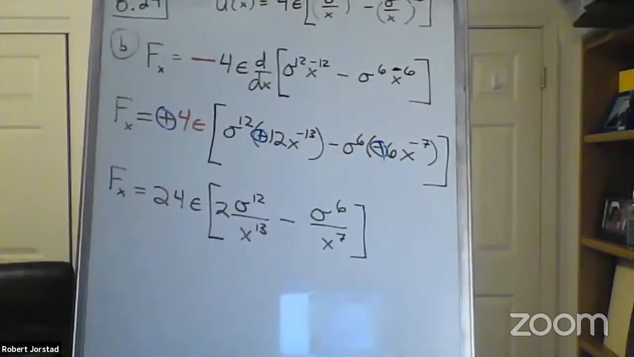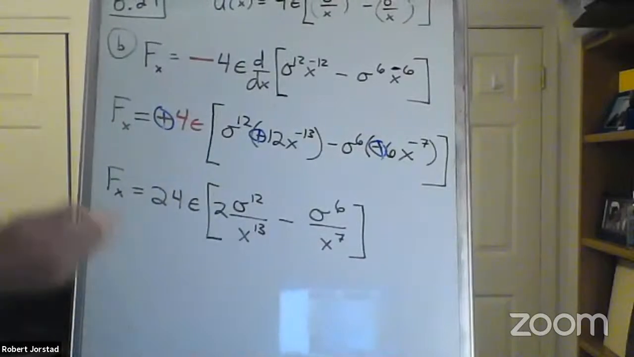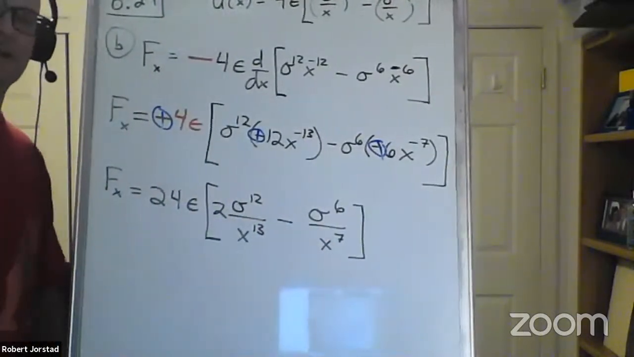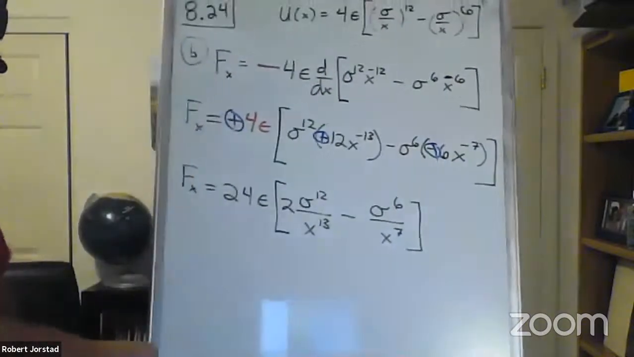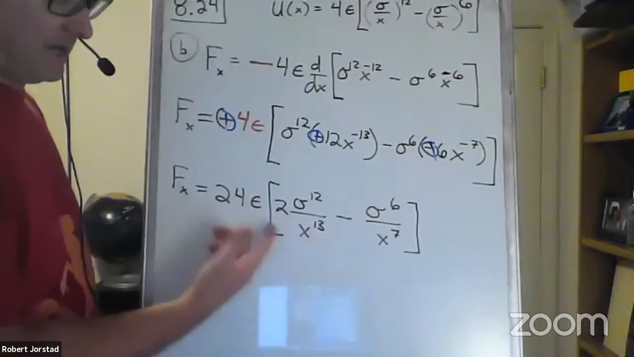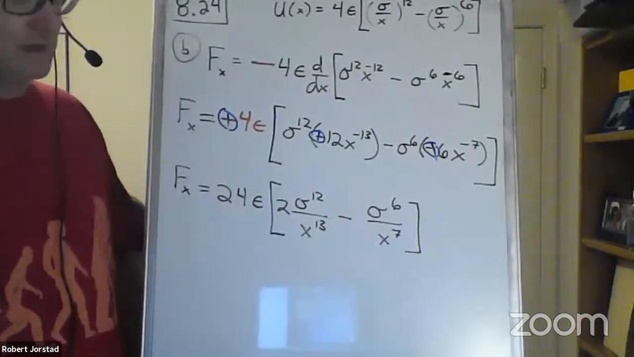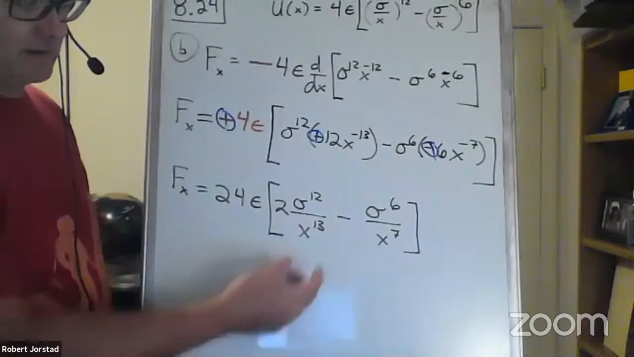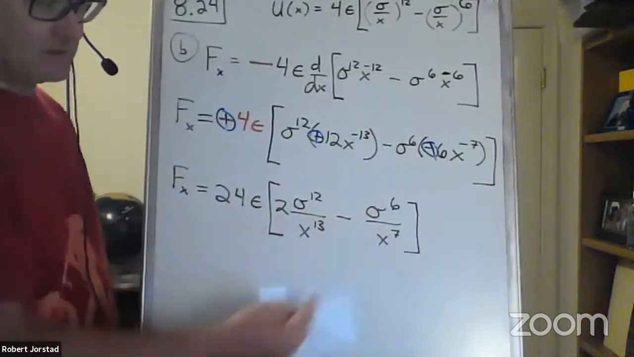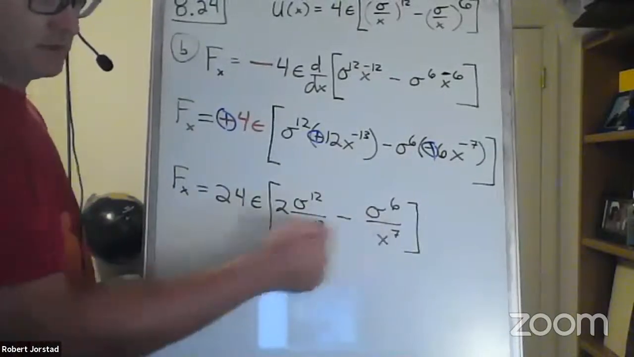Let me ask you this. We have two terms here. Which one is going to dominate for small values of x? When x is a small number, is it going to be a positive force or a negative force? If x is a small number, it's positive if this one wins. It's negative if this one wins. Which one of these is probably going to dominate?